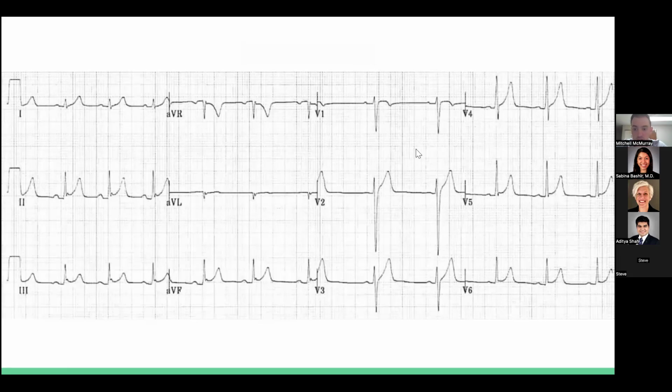What I was just trying to show in benign early repol is that there's ST elevation in V2 through V5. That's how you differentiate it. I hope that helps. Okay, yeah, that makes sense.